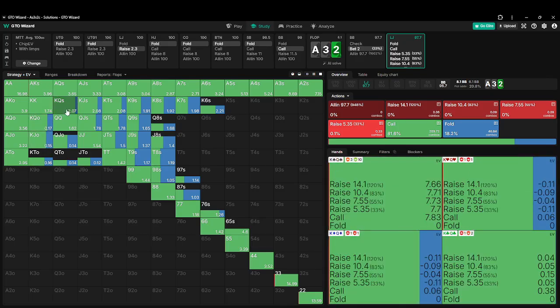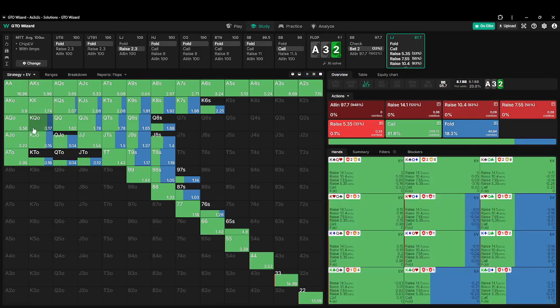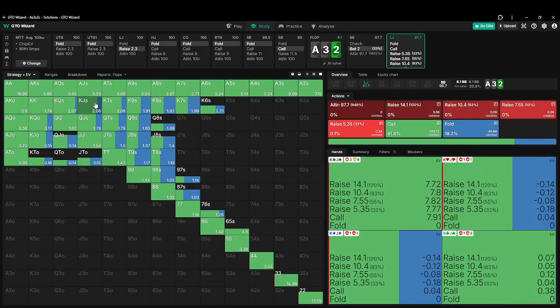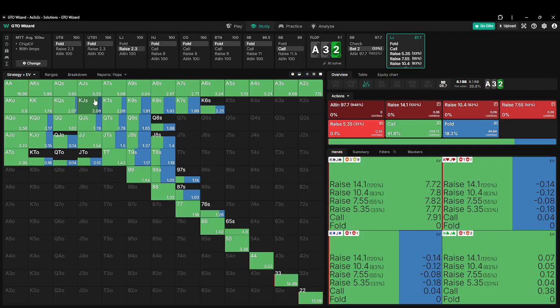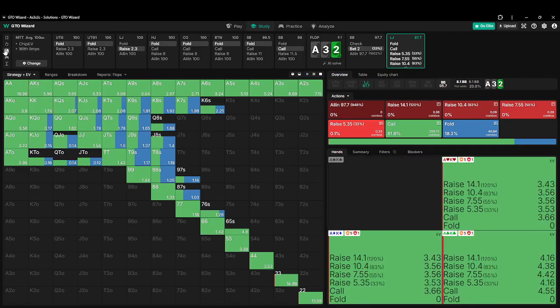But yeah, if you just fold the hands that don't have a backdoor and you call the ones that do have the backdoor flush draw, yeah, maybe you lose a tiny bit of value by doing this very simple strategy, but it's probably going to be a lot better for most people than trying to have a much more complex strategy of frequencies and potentially making bigger mistakes as a result.